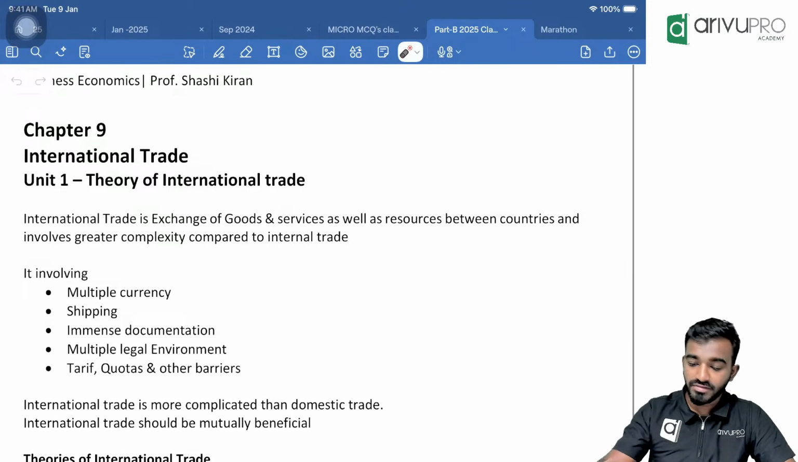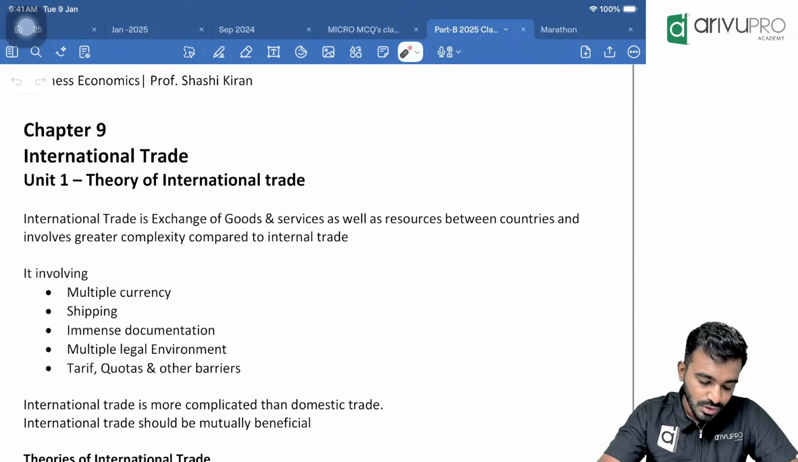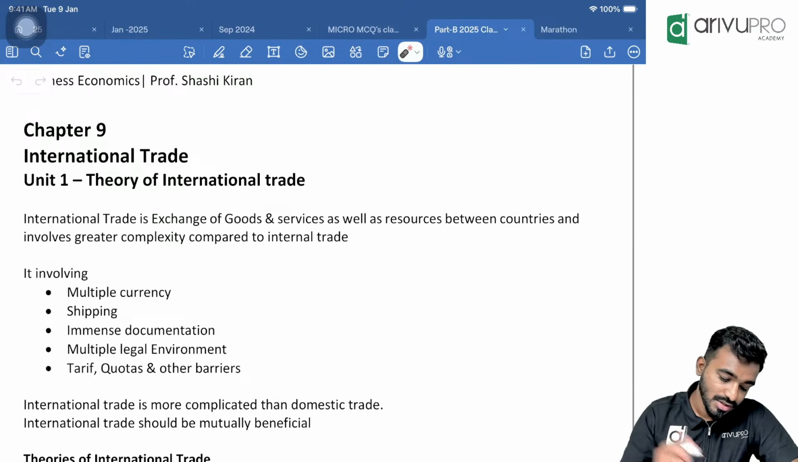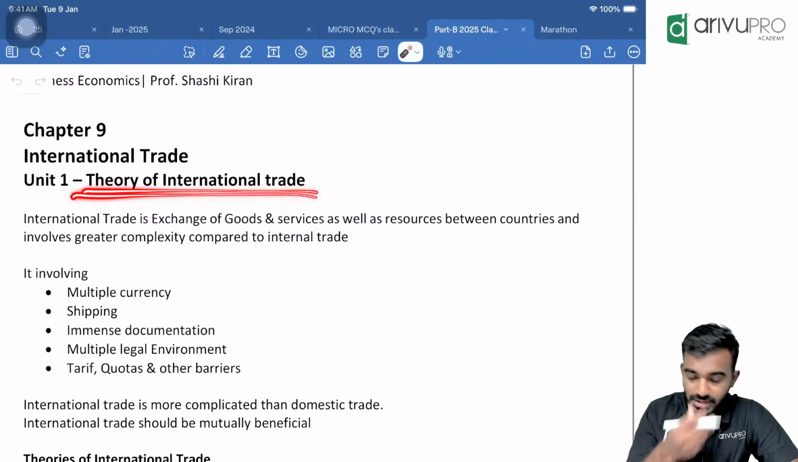There are a total of 5 units in Chapter 9. Out of that, units 2 and 4 are slightly bigger. Units 1, 3 and 5 are the smallest units. Unit number 1 speaks about theories of international trade.